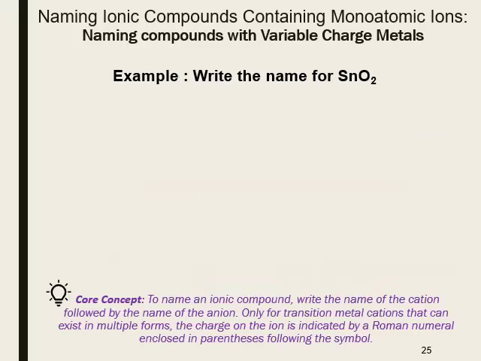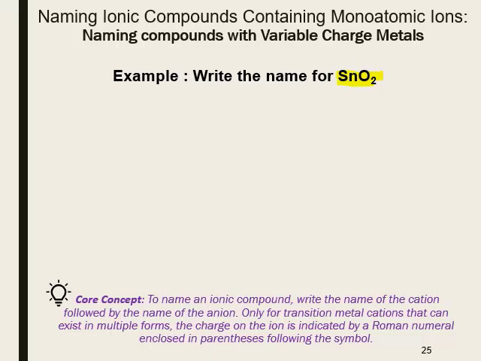Let's practice one more time. So in this example, we have to find the name of the ionic compound whose formula is SnO2. Now Sn is tin, and we know that tin is also a variable charge metal. So let's apply the same 3 steps.